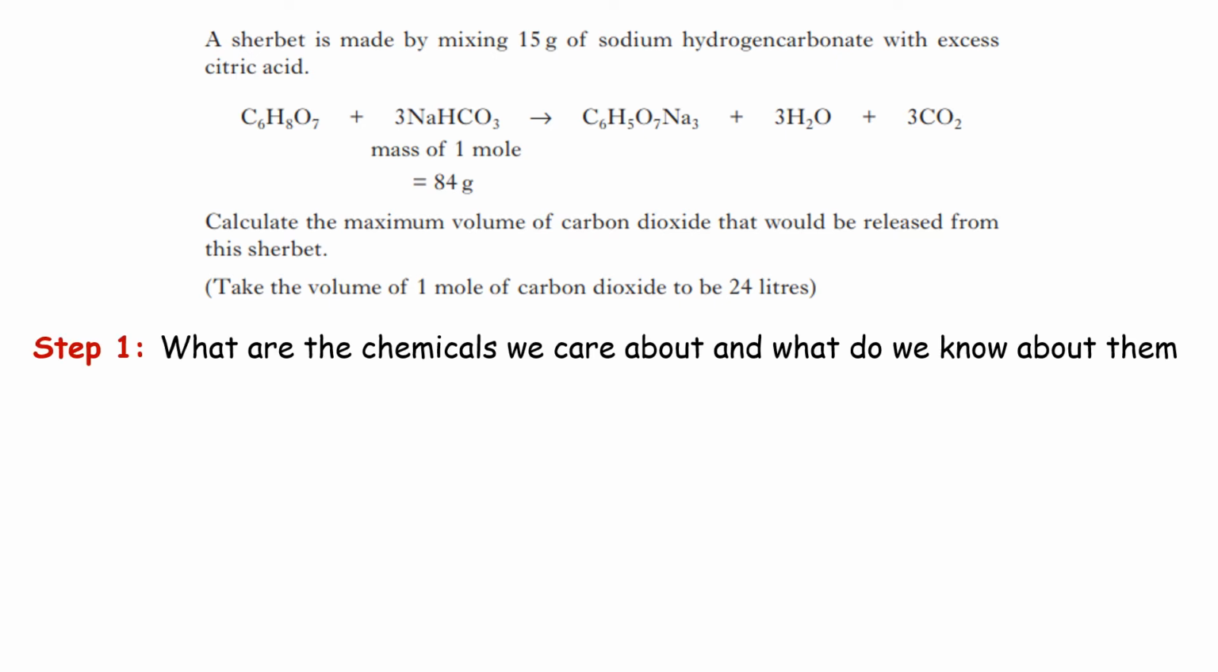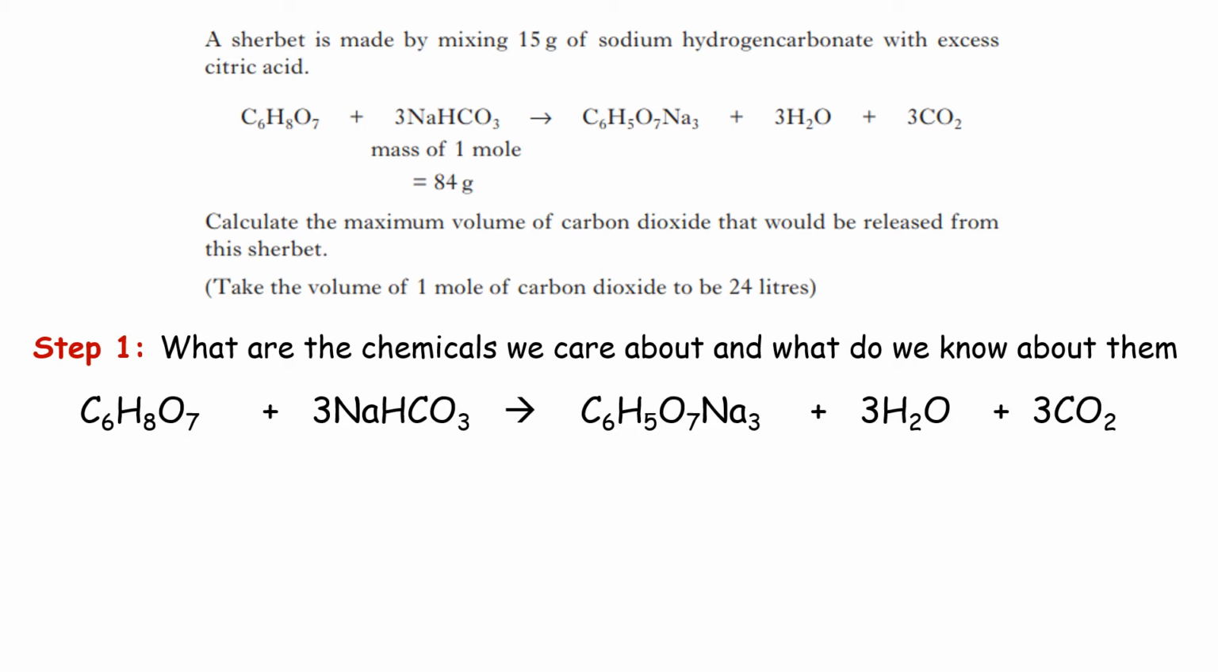So step 1, what are the chemicals we care about and what do we know about them? Well, from the equation, the chemicals that we care about are going to be here, because we've been given the gram formula mass, and then we've been asked to work out the CO2. So what we can do is cancel out all the other chemicals and we do not need to worry about them. And on your test paper, when you are able to do one, you'll do that. Next, we will write down everything we know.